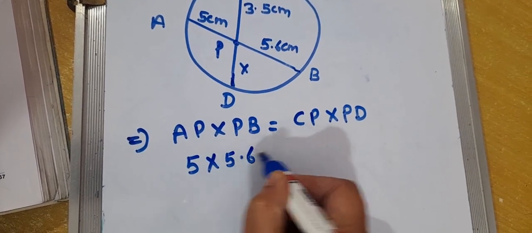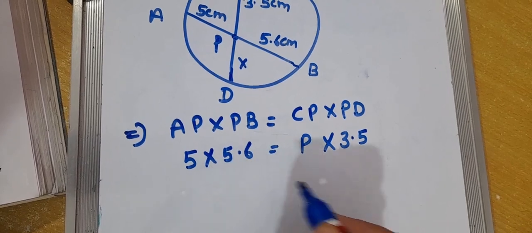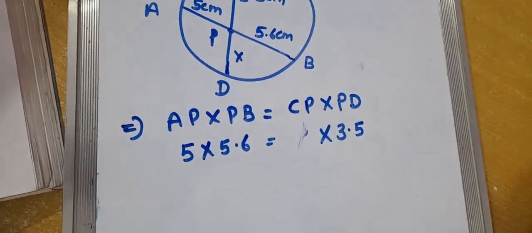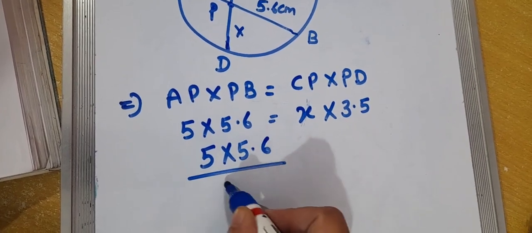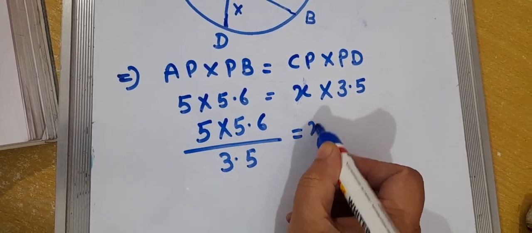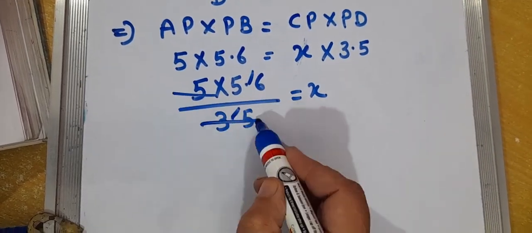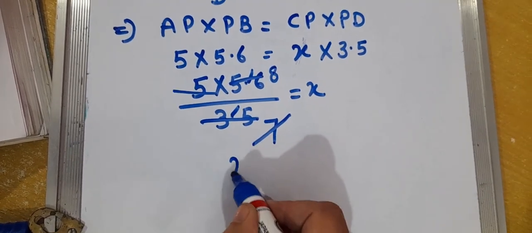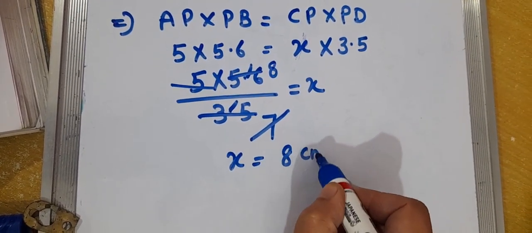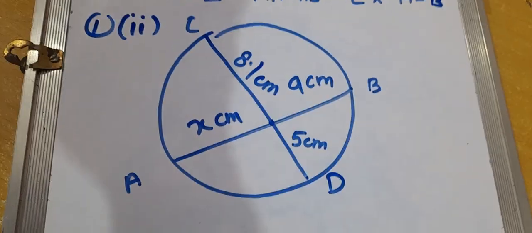So 5 into 5.6 will be equal to X into 3.5. So 5 into 5.6 upon 3.5 equals X. Now solve it. The decimal will cancel the decimal. 5 7 is the 35, 7 8 is the 56. So X is equal to 8 centimeter. This is our answer of the first subpart.